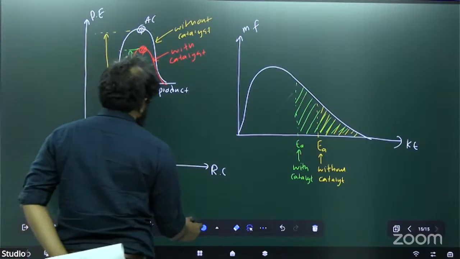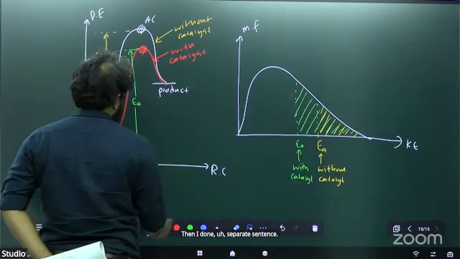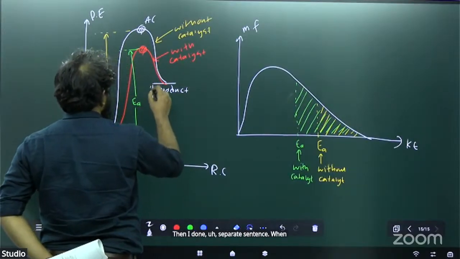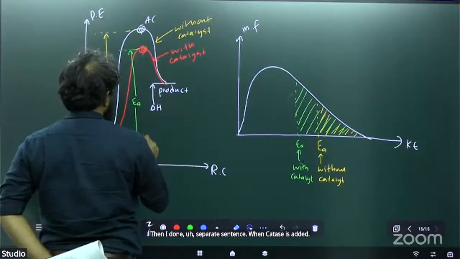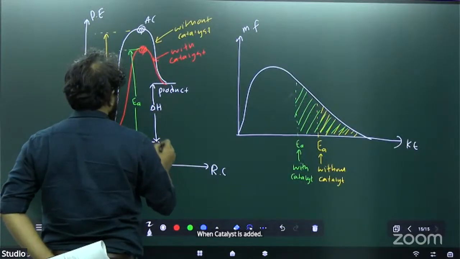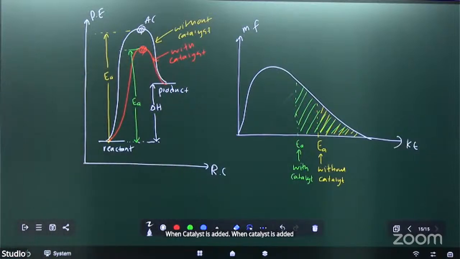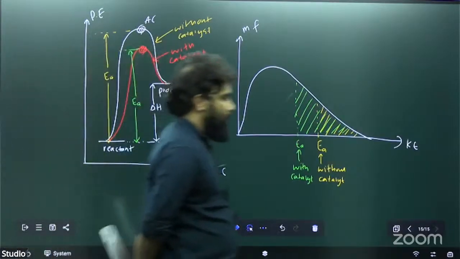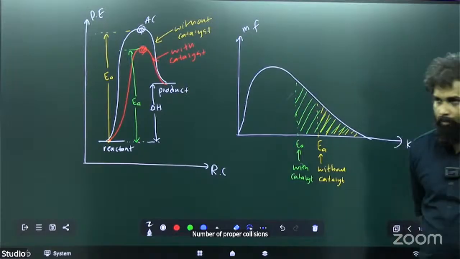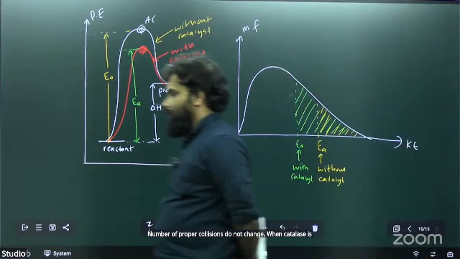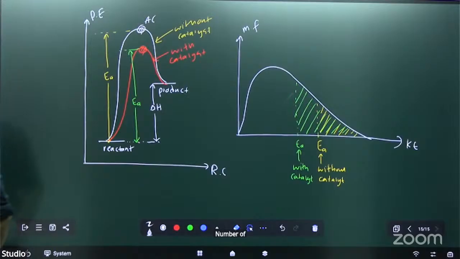Then write a separate sentence. When catalyst is added, the number of proper collisions does not change.